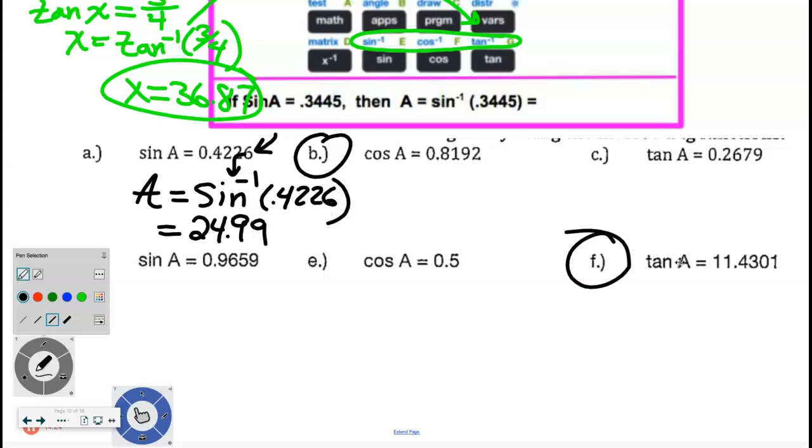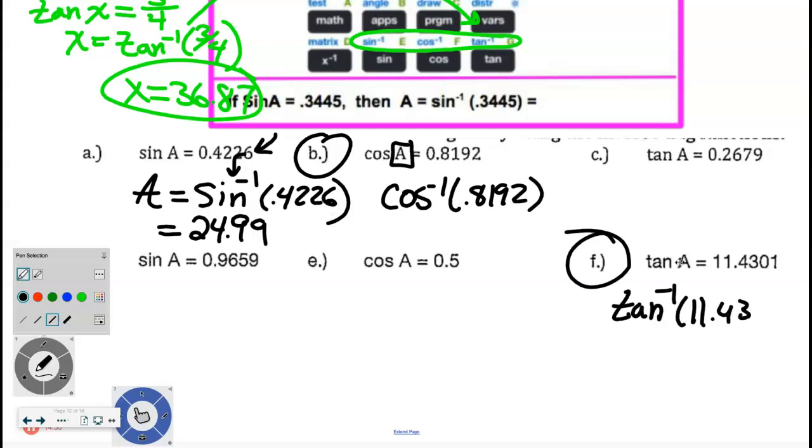And again, you use this when you're looking for the angle back. And so on your calculator, you should have hit cosine inverse 0.8192. And on this one, tangent inverse 11.4301. I have no clue what they are.